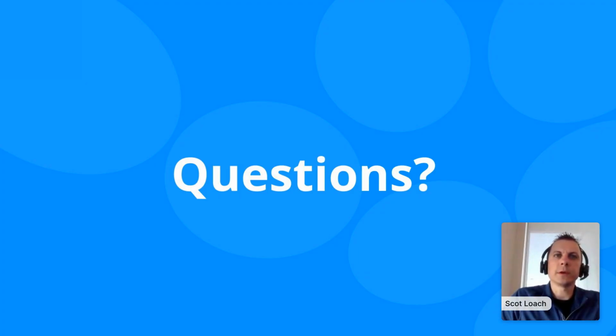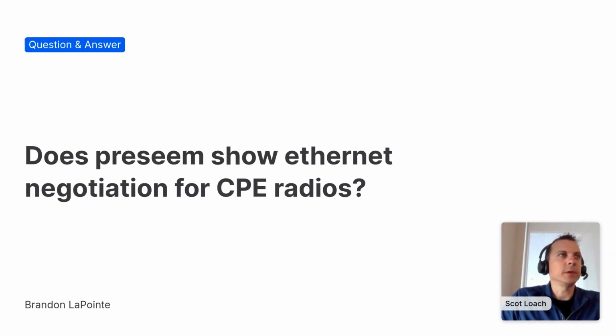Does Preseem show Ethernet negotiation for CPE radios? Yeah, that's a good question. We don't today. That's something we'll be adding in the future. Right now, that's just for fiber. That's kind of a historical thing because it used to be pretty uncommon to need more than 100 megabits for CPE radios, but that's certainly no longer the case. So yes, we'll be adding that so that you can see when that is a problem for wireless subscribers as well.